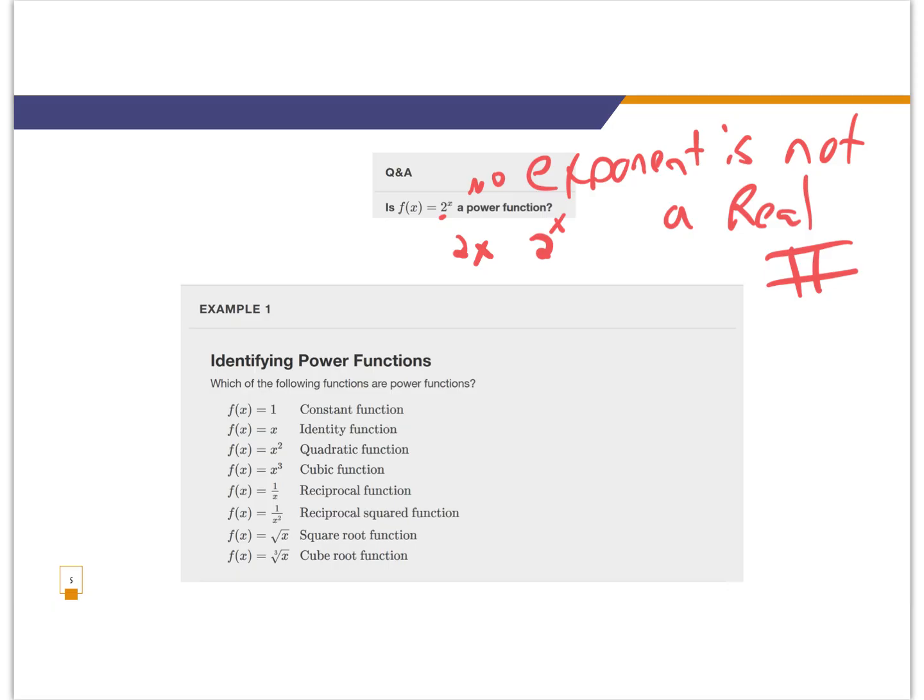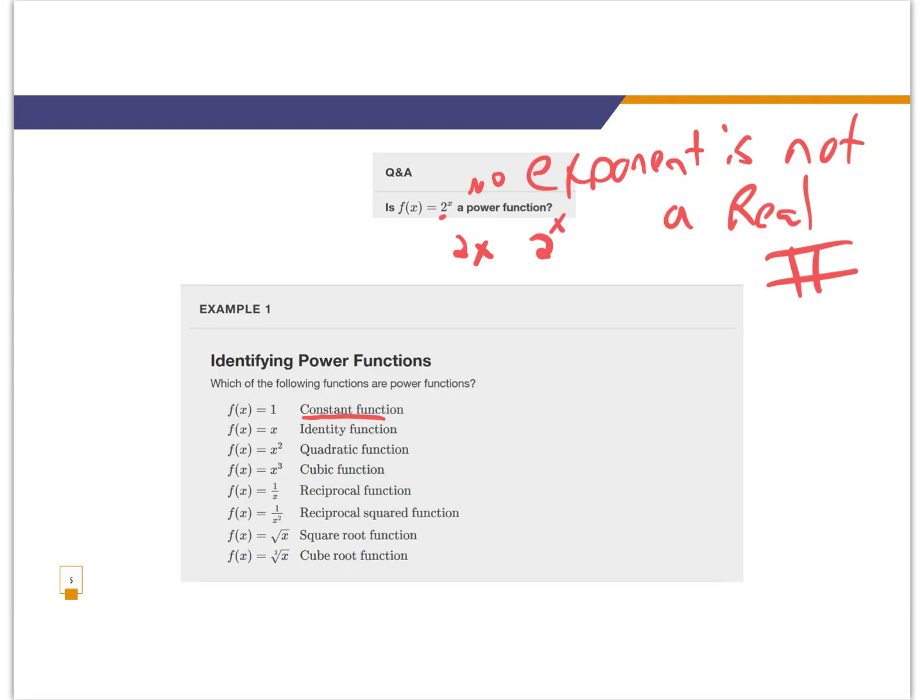Okay, example 1. This is just to get you exposed to all the different kinds of power functions and what they can look like. And I guess we are going to look at fraction exponents because here we go. F of x equals 1, called a constant function. It's just a number, remember? Well, how does that fit the definition?